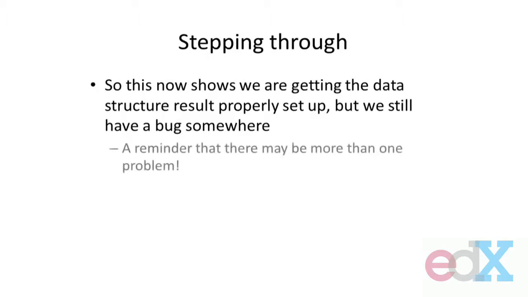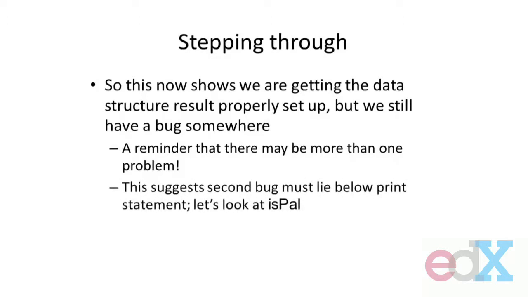And that's a good reminder. Just fixing one bug doesn't say there aren't more bugs in the code somewhere. I've always got to make sure that I test everything. So I'm at least now getting the right pieces in, but I've still got a bug. And what do I know? It says that the second bug must lie somewhere below that print statement, right? I'm printing the value that's coming out after I have done the work. It's got to be somewhere else, so where could it be?